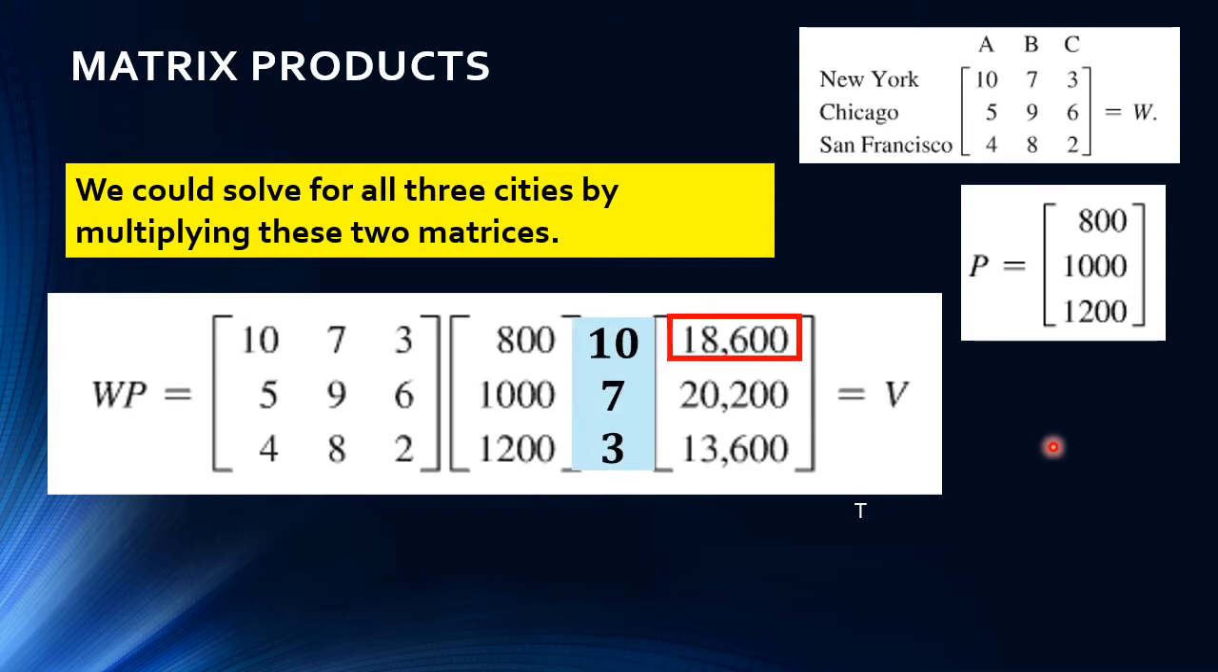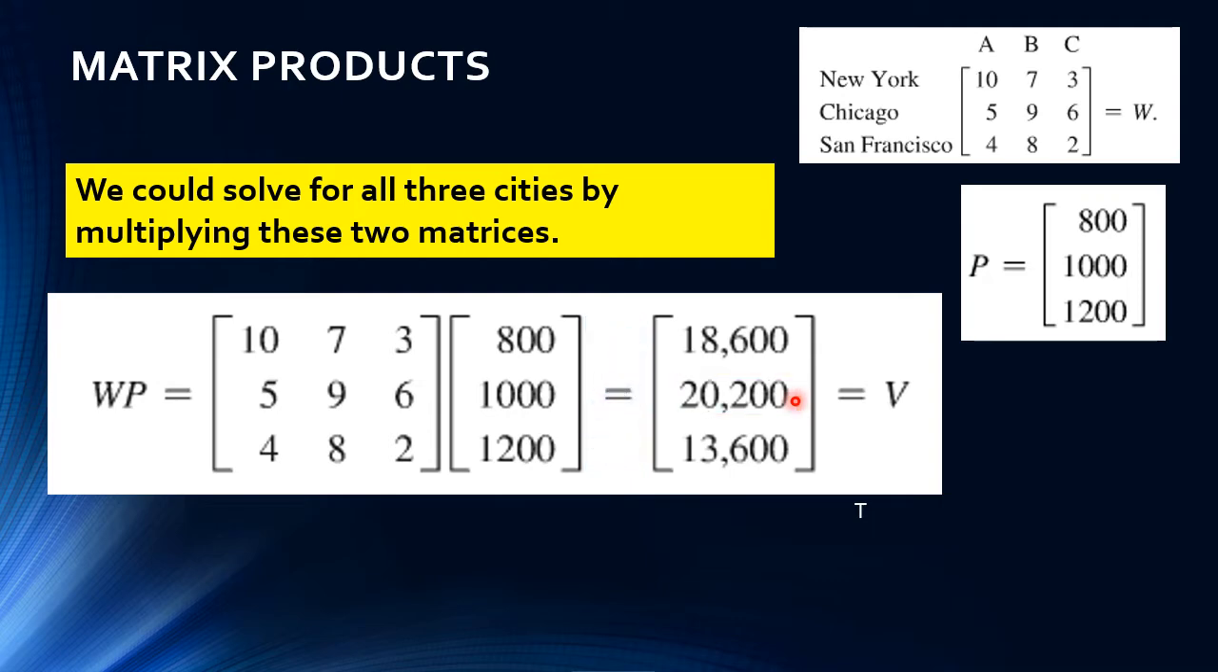Okay, again, here I'll walk through it. It helps me, and sometimes I'll even do this on scratch paper, to take a little sticky or something and write these as a column right next to the columns that I need to multiply. And then I can add 10 times 800, 8,000 plus 7,000 plus 3,600 gives me 18,600. For the second entry, I take the second row. This is for Chicago. Again, 5 times 800 is 4,000 plus 9,000 plus 7,200 gives me 20,200.